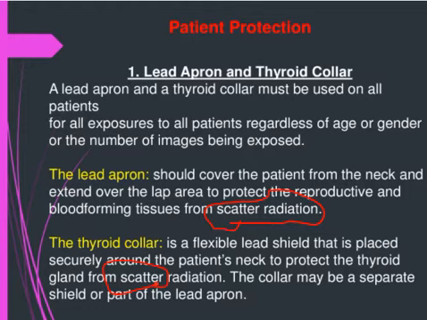So we are protecting the patient from scattered radiation by using the lead apron. It can be asked in your exam. So we use the lead apron to protect the patient from what kind of radiation? The scattered radiation. Okay, the collar may be separate or it can be found together with a lead apron.